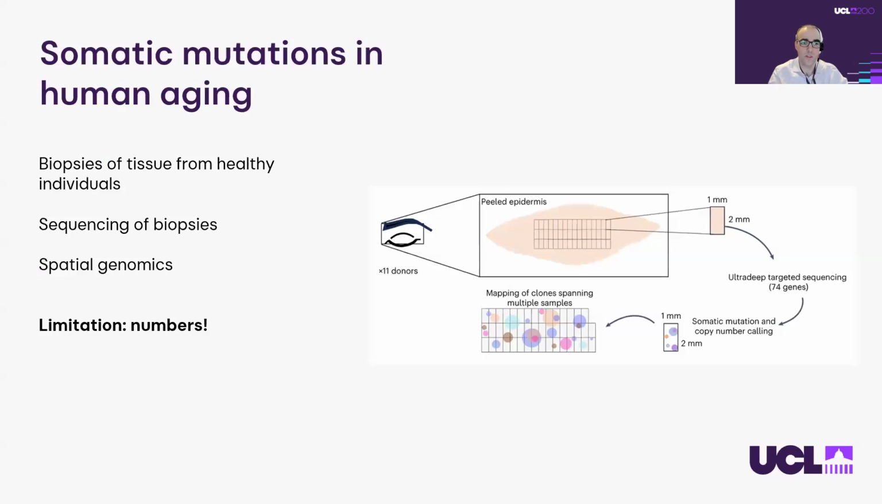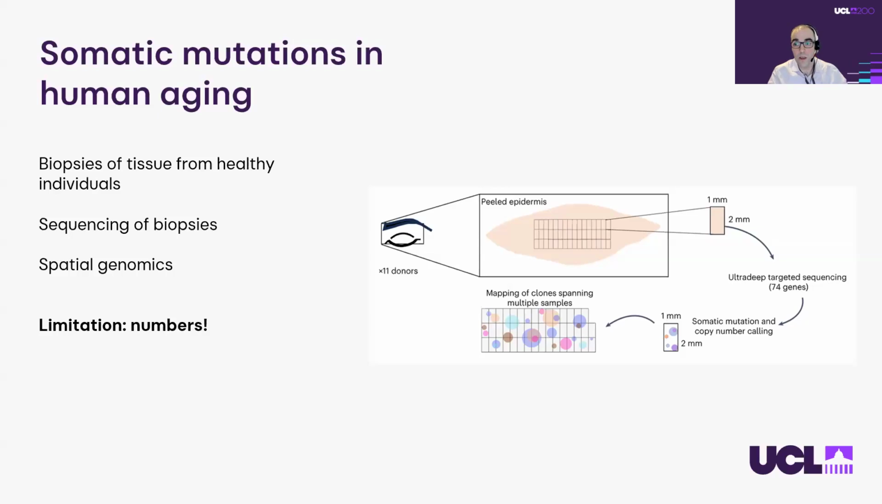So how do we look at this in humans? How do we start to study the mutations of humans? Well, the answer is we can take biopsies of tissues from healthy individuals, either as a byproduct of surgery or from autopsy data from individuals who've died from other causes. We can sequence those biopsies, and if we collect the samples in the correct way, we can get a spatial picture of those biopsies with respect to one another. So we're able to take a section of tissue, say where the clones are, and see how the clones may be spread over multiple different biopsies.